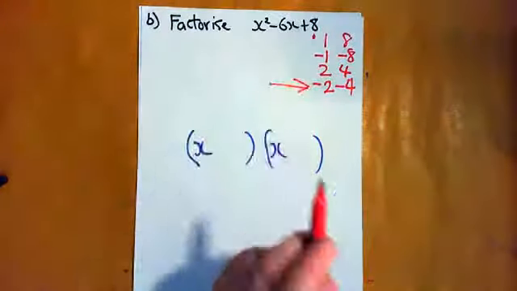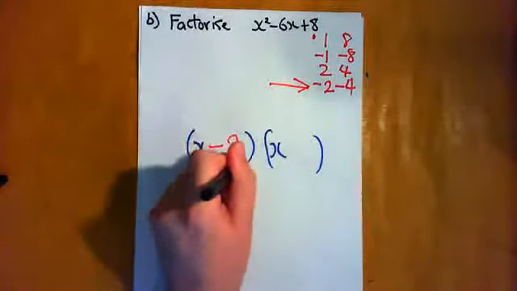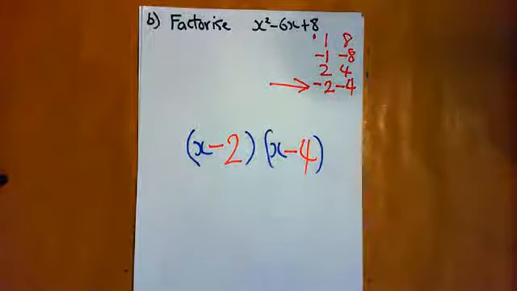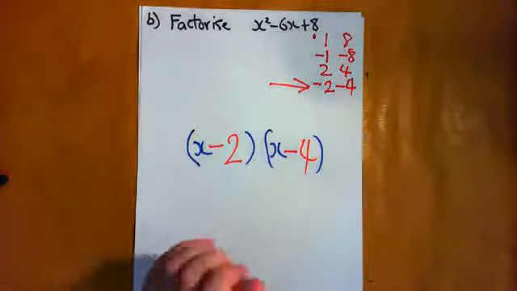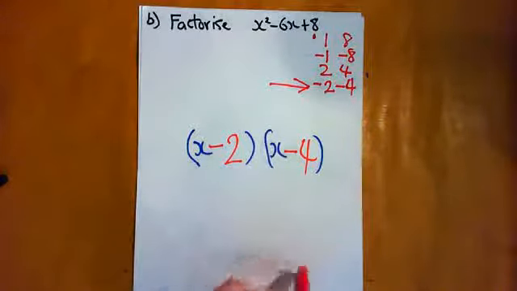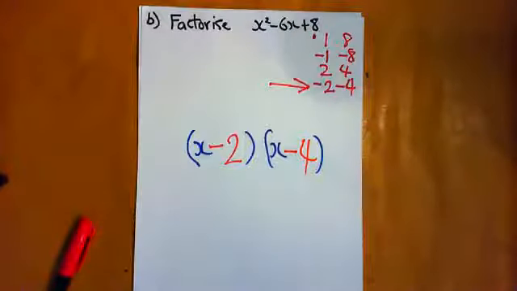So it's that pair. Minus 2 goes in one bracket. Minus 4 goes in the other bracket, along with the x's. Order there doesn't really matter. After all, multiplication is what we call commutative, which is just a fancy way of saying order doesn't matter. So if you put x minus 4, x minus 2, that would be correct as well.